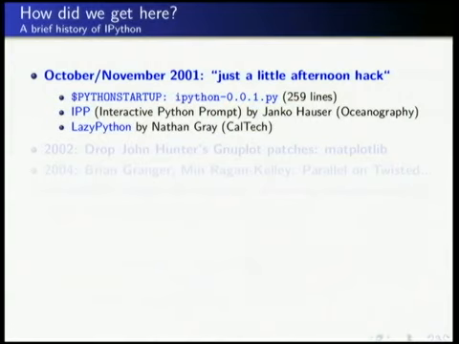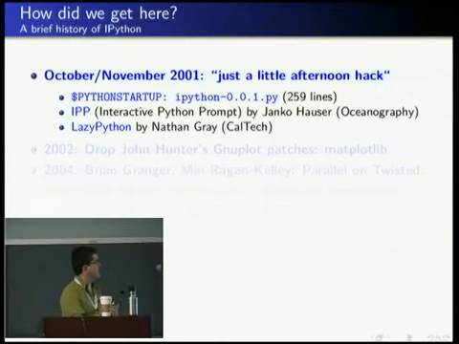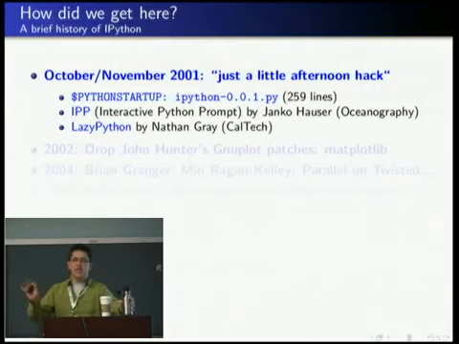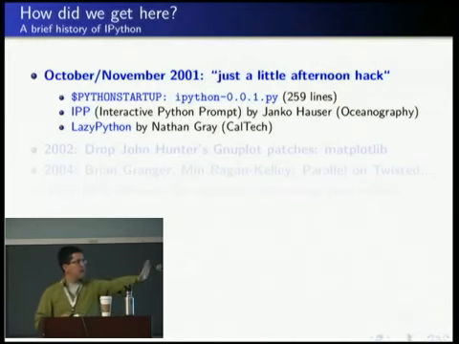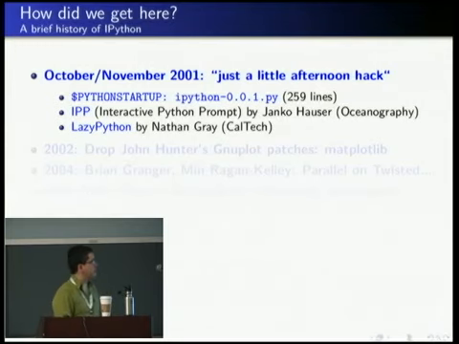A very quick history of how we got here. I started IPython in November, around the end of 2001. I promised myself this will be just a quick afternoon hack, 11 years and counting. The first version of IPython was actually a Python startup file that was 250 lines of code. Later on, I found out about IPP and LazyPython, two separate enhancements to interactive consoles in Python from two different authors. And I basically asked them if they wanted to join forces with me. They said they had no time for it, but that they would be happy to let me use their code. And so the merger of these three things became the first IPython.